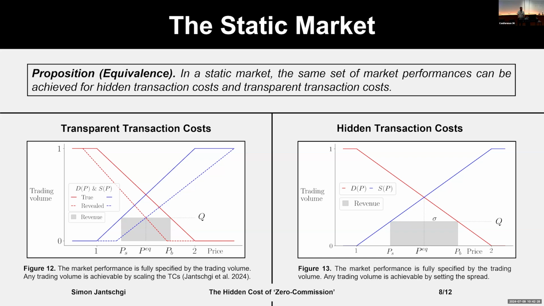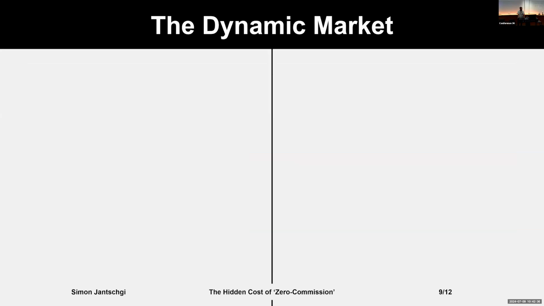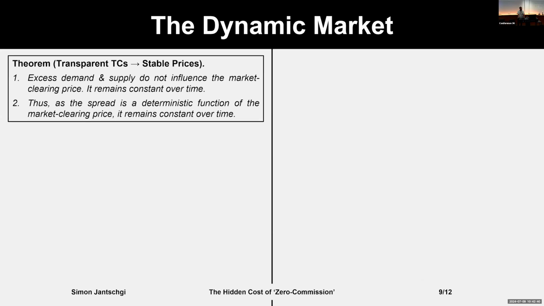You can achieve the same as you could if you were to commit ex ante to a transparent transaction cost structure. So why would you regulate us? Turns out that in a dynamic market, this drastically changes. First, the baseline for transparent transaction costs: the theorem is going to be that in my dynamic market environment, where demand and supply arrives over time, prices are going to be stable.